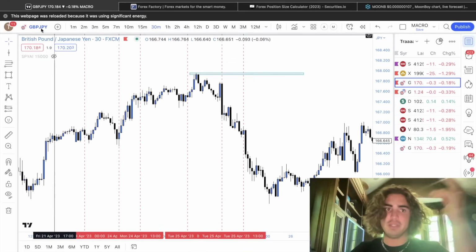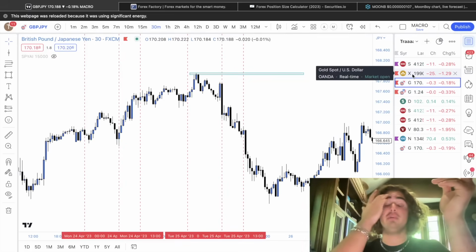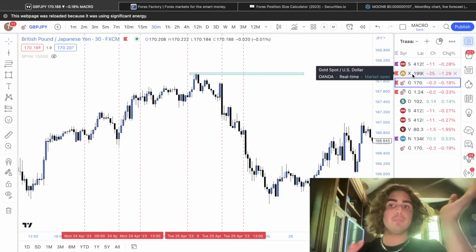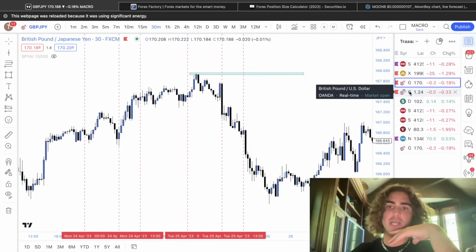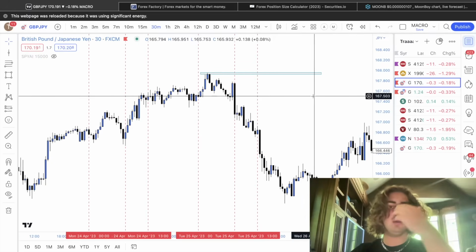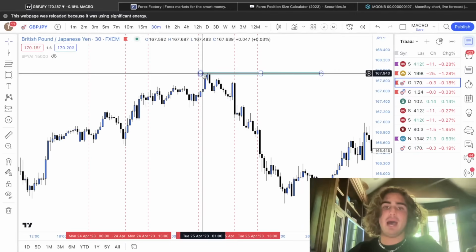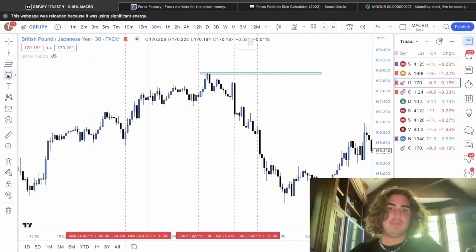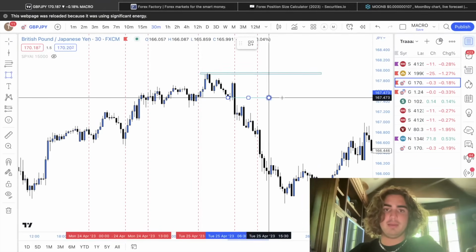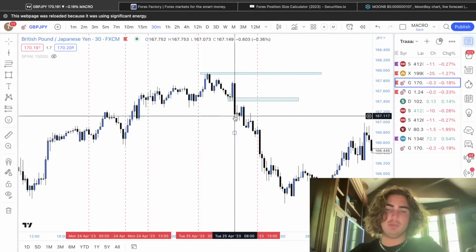Choose one pair, whether it be GBP JPY, gold. Gold actually moves extremely well with this, so maybe that's the first one you want to try. GBP USD, Euro USD, AUD USD, any of those really work fine. But again, we have the highs right here. The only low that we had was right here, and we see that instantly just gets ripped through.